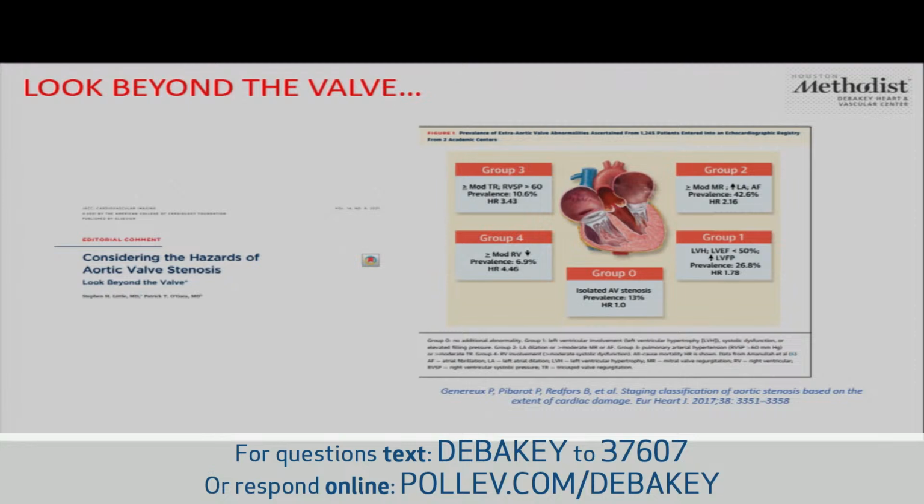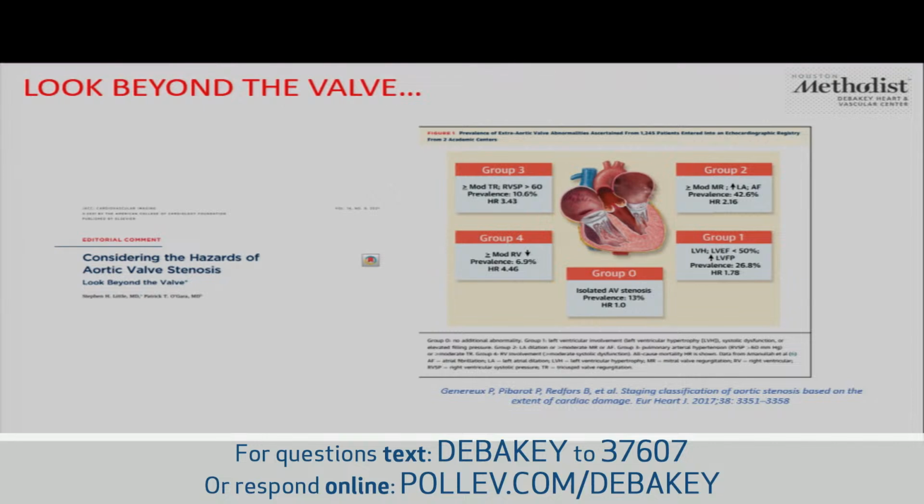And this amazing editorial by Dr. Little highlights the need to look beyond the valve and consider the cardiac damage in decision making and prognostication, right? So they grouped it very nicely as group 0 with isolated aortic valve stenosis only. And group 1 is LV involvement with either any type of LVH, LV systolic dysfunction, or diastolic dysfunction. And stage 2 is when you start seeing LA dilation with AFib and other associated LA pathology.